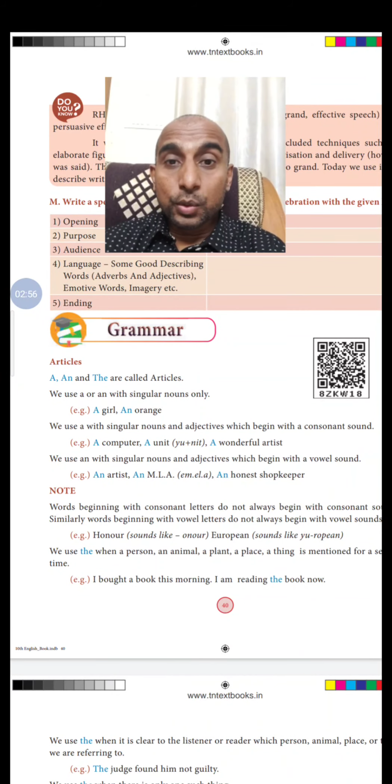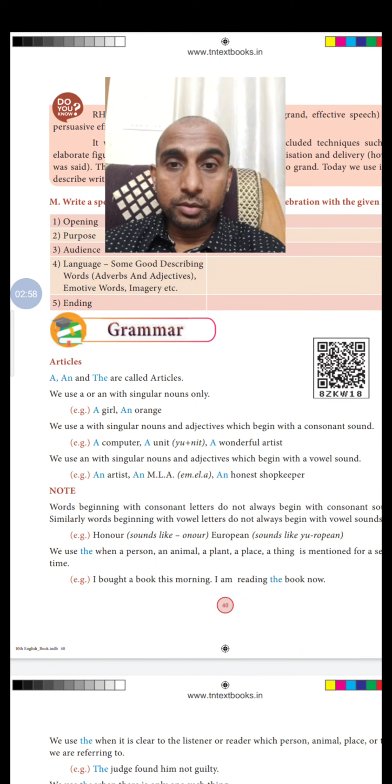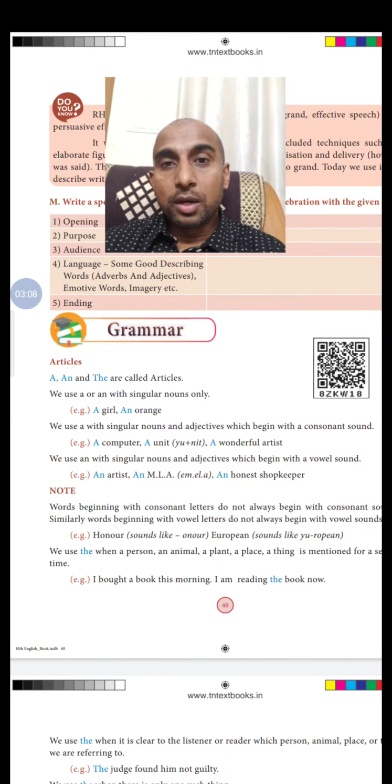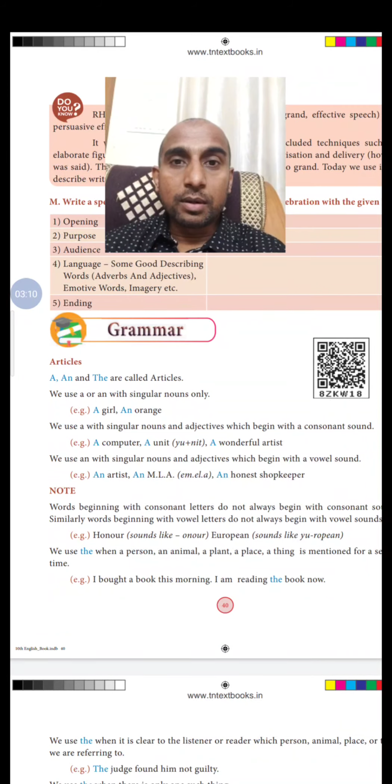But when will you use an? You can see in the screen. We use an with singular nouns and adjectives which begin with a vowel sound. Sound. You have to be careful. The thing which you're learning is not the vowel letter. You're learning it as vowel sound.